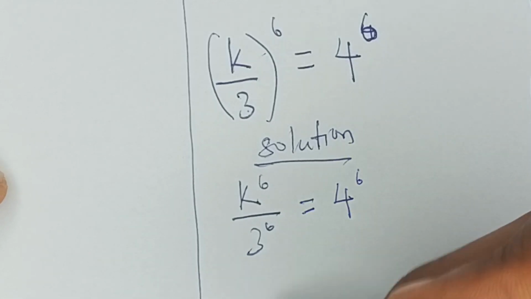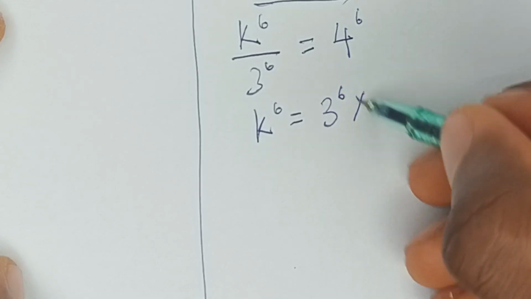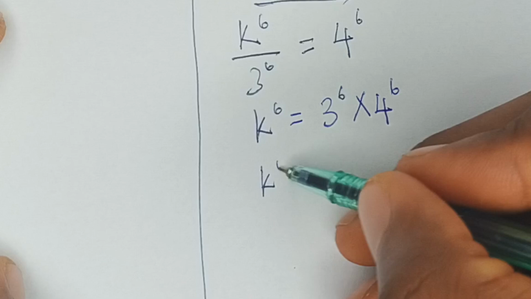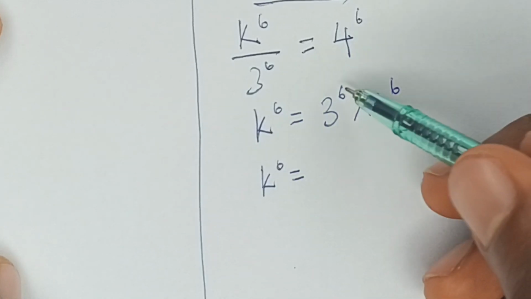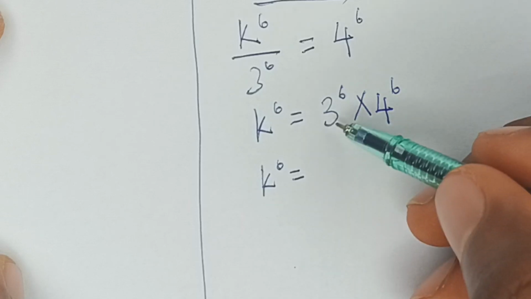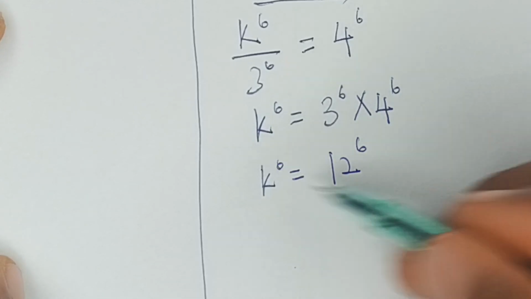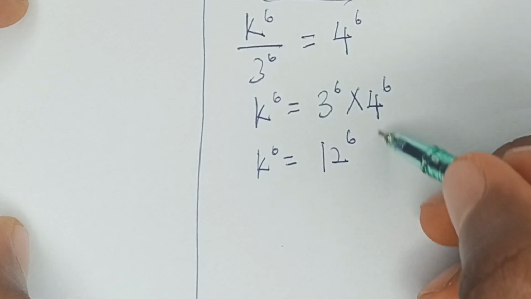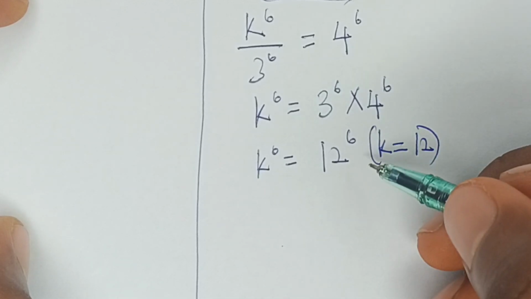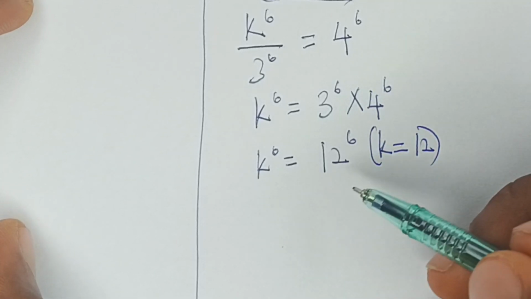Cross multiplying, we're going to have that k raised to the power 6 becomes equal to 3 raised to the power 6 multiplied by 4 raised to the power 6. Okay? K raised to the power 6 now becomes equal to, when you have something like this, the same power, you retain the power and then multiply what's under the power. So the base, 3 times 4 is 12, and you retain the power 6. Comparing, we can see that the first answer for k is that k is equal to 12. But the number of answers for k is way beyond this amount, okay?